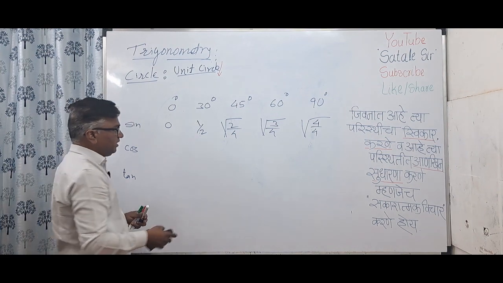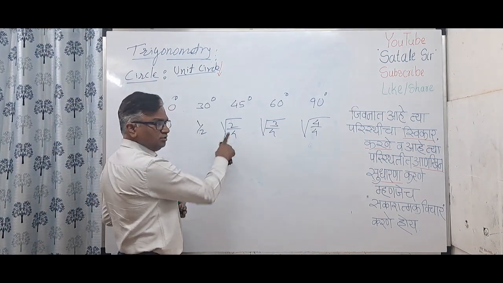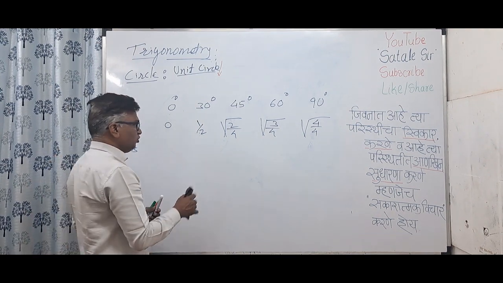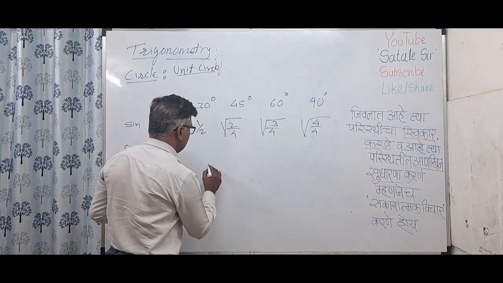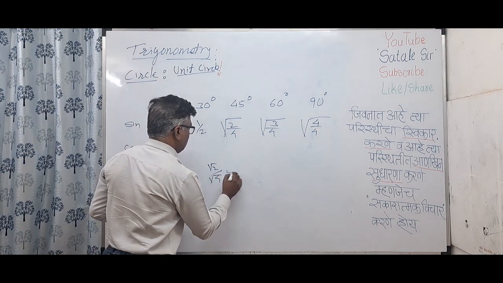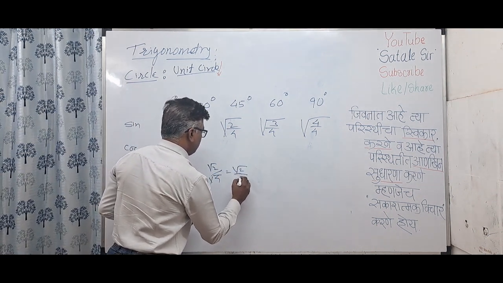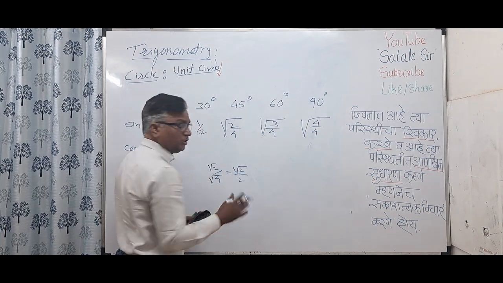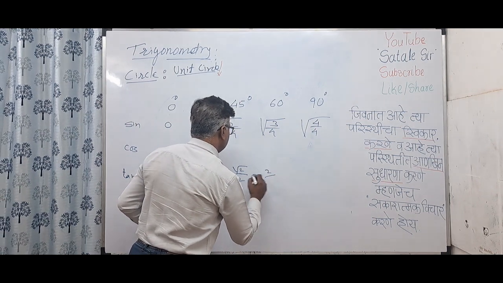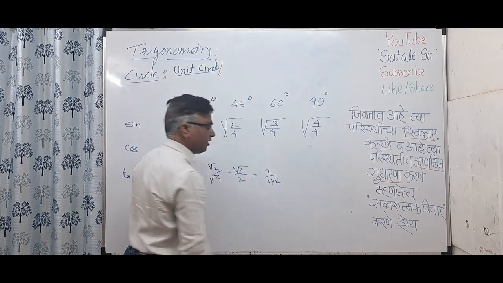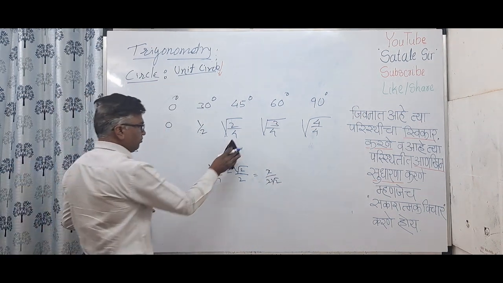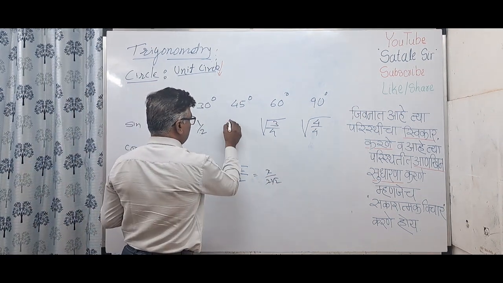Similarly, here it is root 2 divided by root 4, and root 4 is 2, so this is root 2 divided by 2. I am simplifying again, multiplying the numerator and denominator by root 2, so it will be 2 divided by 2 root 2. Okay, so 2 gets cancelled and you will get 1 by root 2. So I am replacing this by 1 by root 2 here.